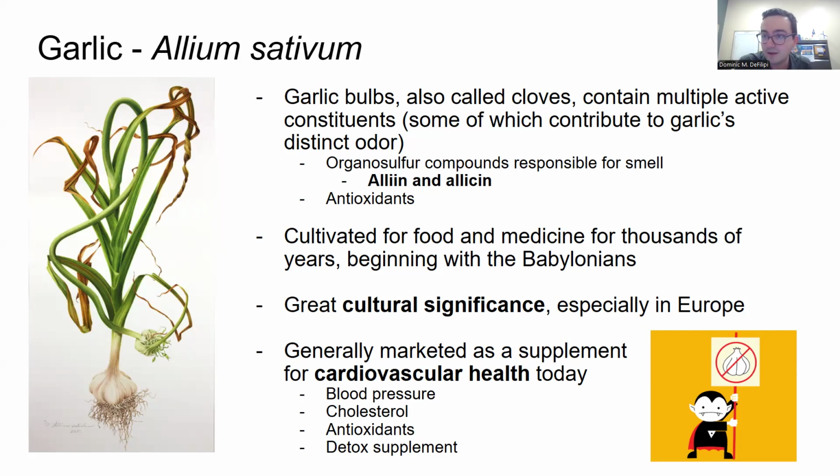garlic, in addition to being probably a staple of many foods, my favorite Italian foods included, is generally marketed as a supplement for cardiovascular health. Garlic has been shown through various trials to be pretty decently effective at lowering blood pressure and cholesterol. It has a lot of antioxidants, and it's also used in many detox supplements as well.